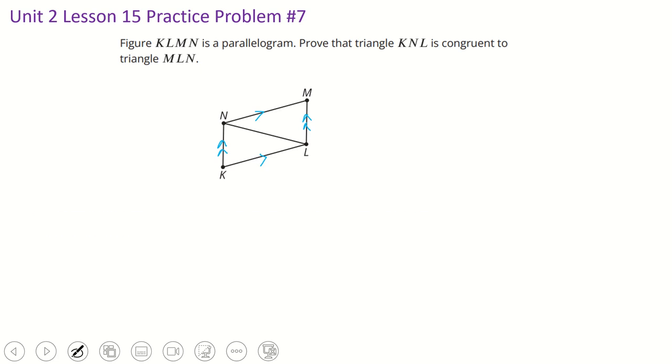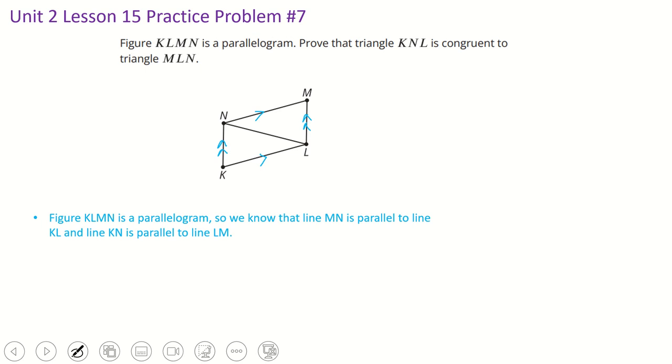So notice, if I were to write this out, I would say that this is a parallelogram. So I know that line MN is parallel to line KL, and that line KN is parallel to line LM. From there, we would start thinking about the angles. Some of the vocabulary that we've talked about with angles are same side interior angles, alternate interior angles, corresponding angles. We've given all of those. So our goal is really to look at these parallel lines cut by a transversal, and we're going to see if we can name some. In this case, we're going to do alternate interior angles.